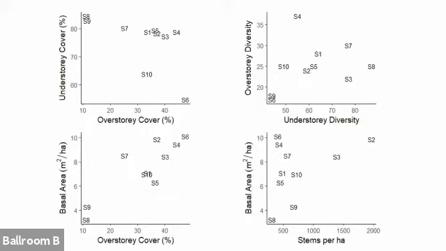Overstory cover in the bottom left versus basal area. That's not a surprise. More cover, more trees, greater basal area. It's good to see. But alternatively, stems per hectare versus basal area, you can see there's a bit of a two-way road there. You can get high basal area by having lots of stems, or you can have a high basal area by having fewer stems and just larger trees, few large trees.